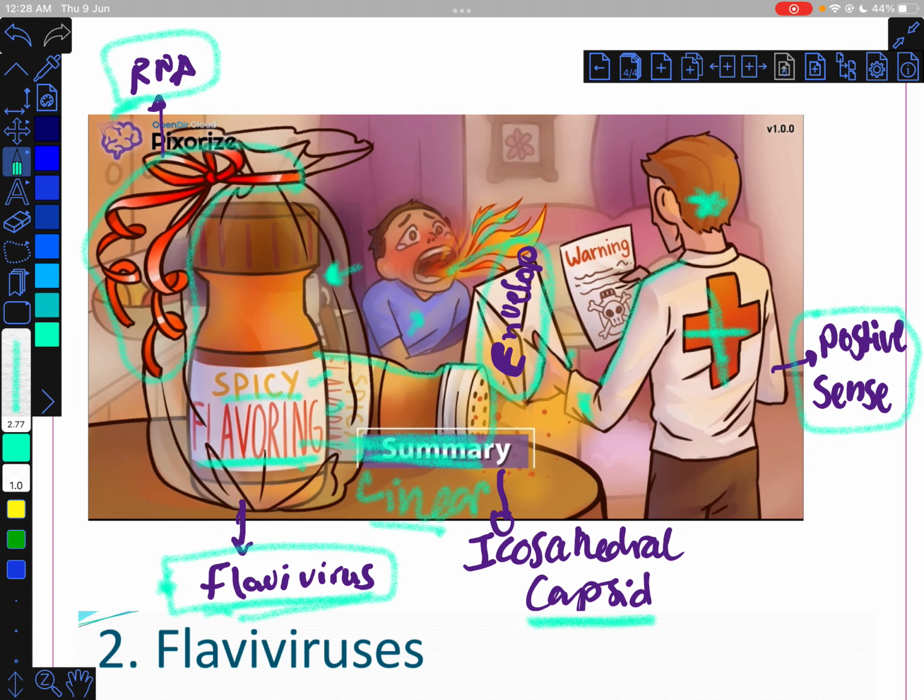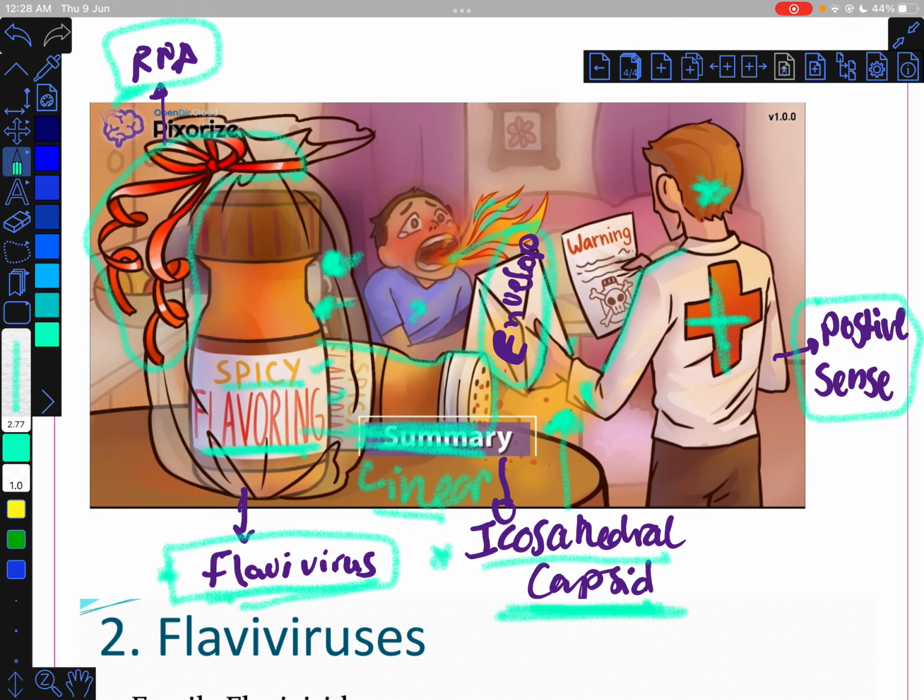About the capsid. The capsid has a specific shape. It is icosahedral. By looking just at the envelope, you can see it looks like an icosahedral capsid, and the envelope also looks like an icosahedral capsid.